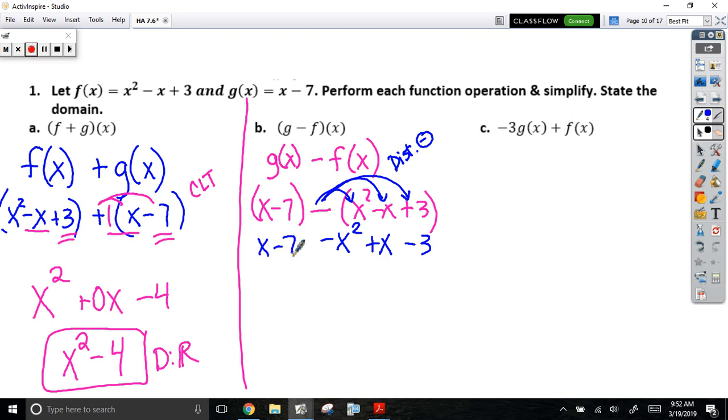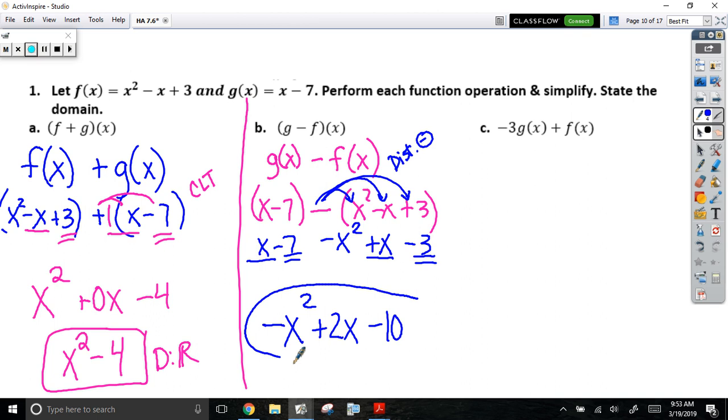Let's always write it in standard form. Remember, descending exponent order. So I would put my negative x squared first. We have 1x plus 1x, which would be plus 2x. And we have negative 7 minus 7 minus 3, which would be minus 10. Again, domain, no square roots, no fractions, all real numbers.